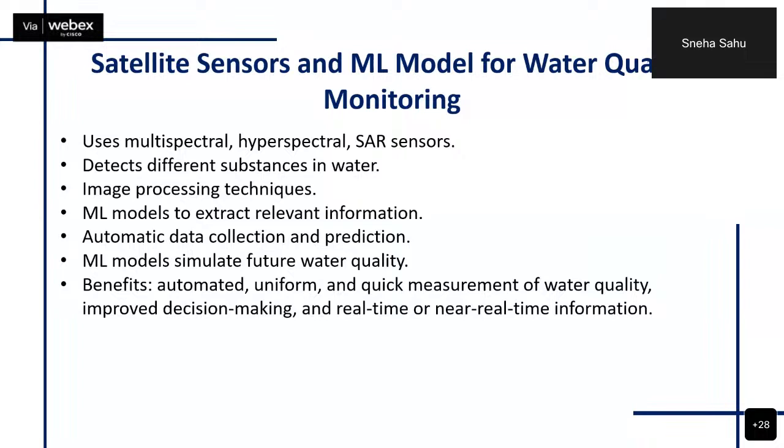Image processing techniques are applied to satellite data. Then ML models are required in order to analyze satellite imagery data to extract relevant information. ML models also enable automatic data collection. They simulate future water quality considering temperature, land use, and past trends.